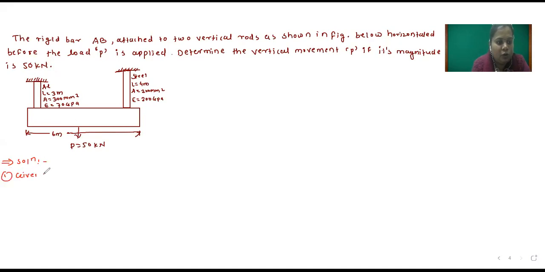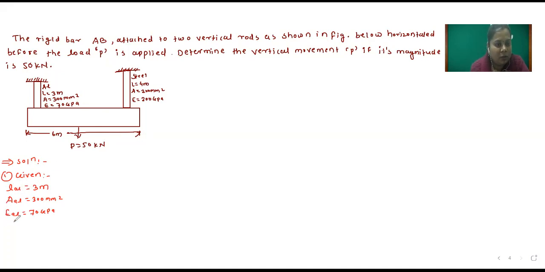So here there are two rods. The first one is the aluminum rod. Length of aluminum rod is 3 meter. Area of aluminum rod is 300 mm square. Young's modulus of aluminum rod is 70 GPa. These are the parameters for aluminum rod.